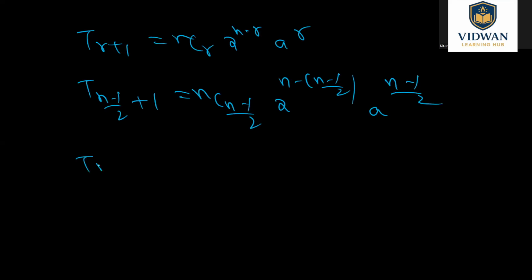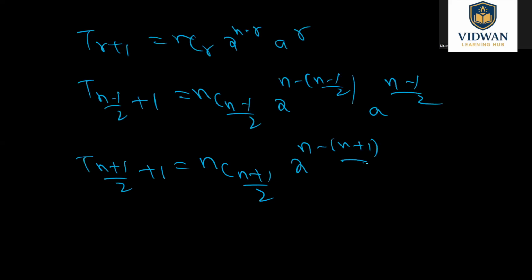The other middle term is t of ((n plus 1) by 2) plus 1. That is nothing but nC(n plus 1 by 2), x power n minus (n plus 1) by 2, and a power (n plus 1) by 2. So these are the two middle terms whenever the power is an odd number.